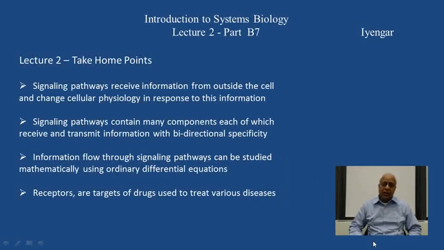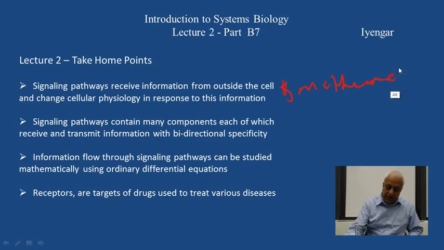The take-home points for lecture 2 are as follows. Signaling pathways receive information from the outside of the cell and change cell physiology in response to this information. Indeed, they change sometimes tissue and organ physiology and organismal physiology, and all the processing and change in information can be represented mathematically. And this mathematical representation is very important not only for understanding biological function, but also in drug development. Signaling pathways contain many components, each of which receive and transmit signal with bidirectional specificity.